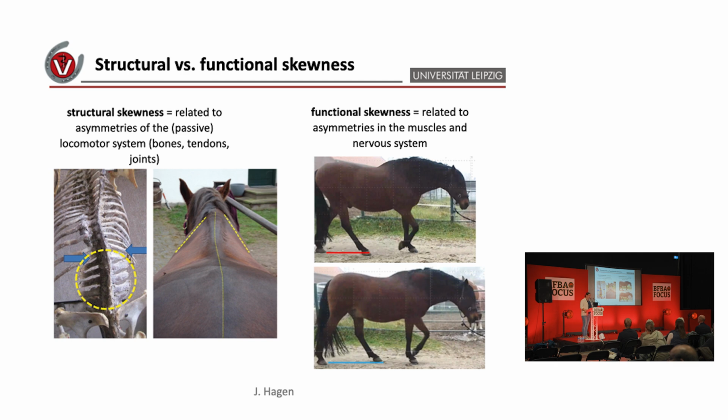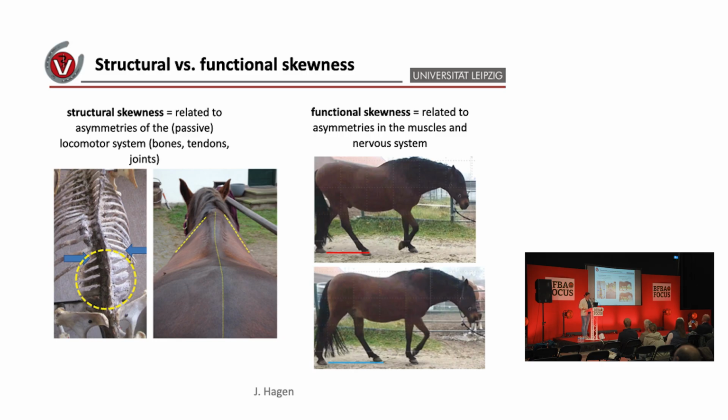It can be in the spine, it can be in the long bones of the limbs, it can be in the joint surfaces. Depending where it develops most, we see it more or less obvious. And from this structural skewness, of course, functional skewness can develop. So if your skeleton is a little bit asymmetric, you will definitely also function a little bit skew.